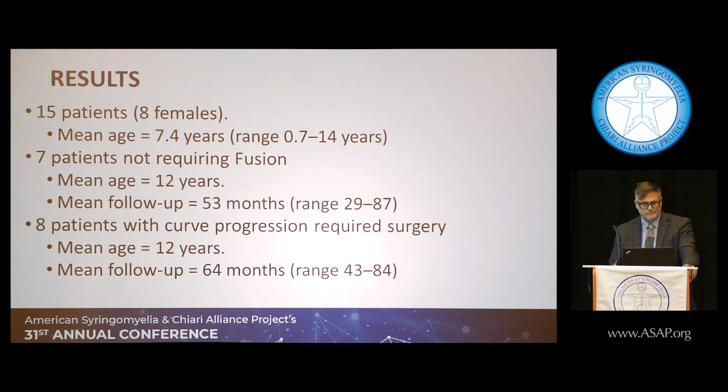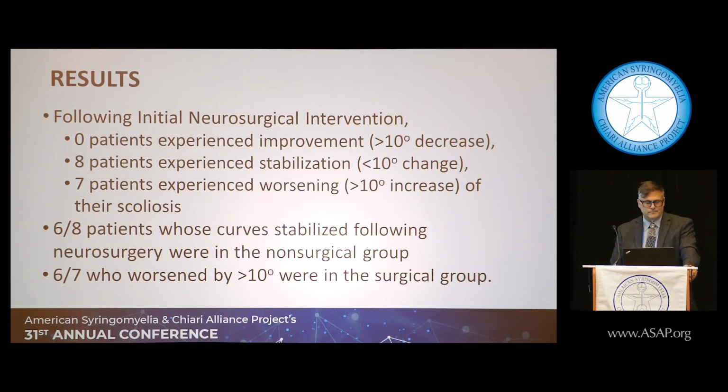So, results of 15 patients, the mean age was 7.4 years. 7 patients didn't require fusion, 8 did. There was no real difference between the age or follow-up in these patients, so from that standpoint, the populations were pretty symmetrical. Following our intervention, as I just discussed, no patient had improvement. 8 patients had less than 10 degrees of change, and 7 patients had progression greater than 10 degrees of change.